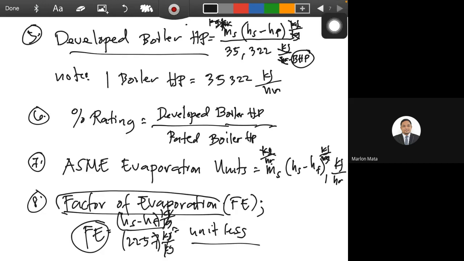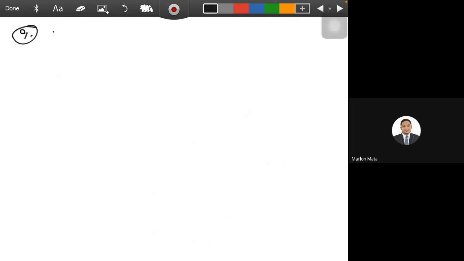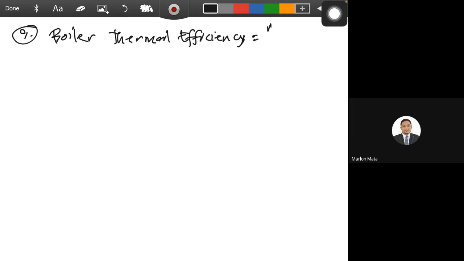So we have formula number 9. Formula number 9 is the boiler thermal efficiency. Okay, so the boiler thermal efficiency is equal to MS times HS minus HF divided by MF times QH. So basically this is the formula for boiler thermal efficiency. But sometimes we have parasitic losses due to attachment or use of auxiliary machines, which become a parasitic loss. So now we will have the net boiler efficiency.